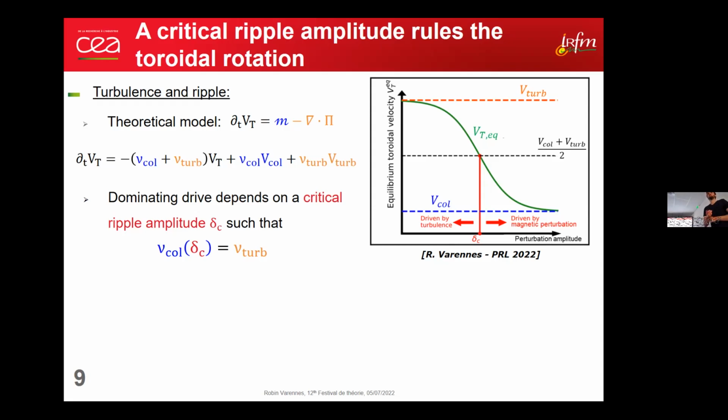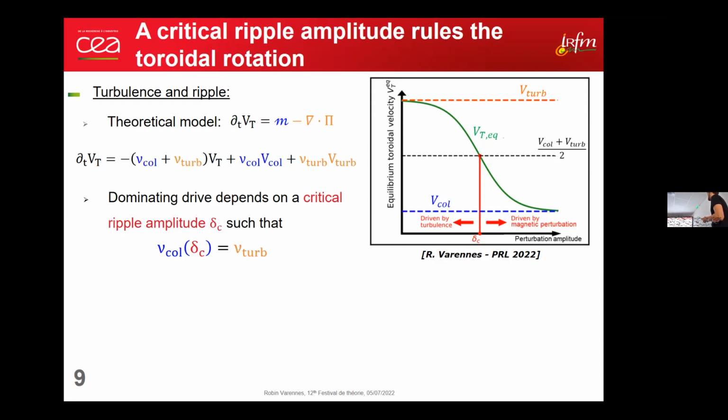One way to understand this model is to look at the sketch on the right, which shows on the x-axis the ripple amplitude, and on the y-axis the equilibrium toroidal velocity. The idea is pretty simple, actually. When you don't have any ripple, so when you have an axisymmetric system, the intrinsic rotation is obviously driven by turbulence. So this is the asymptotic regime in orange. And when you have a really strong ripple amplitude, and you can consider that the turbulence contribution becomes negligible, you can say that the equilibrium velocity will go towards its collisional prediction.